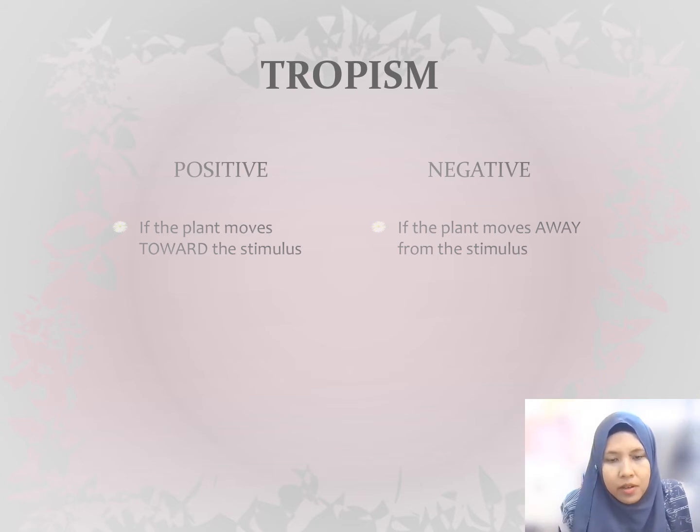Tropism can have a positive or negative effect. A positive effect of the tropism means that if the plant moves towards the stimulus, then we can say that it is a positive tropism, because the plant turns or moves towards the environmental stimulus. We consider it a negative tropism if the plant moves away from the stimulus.